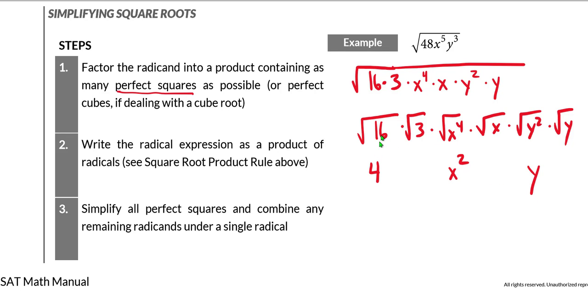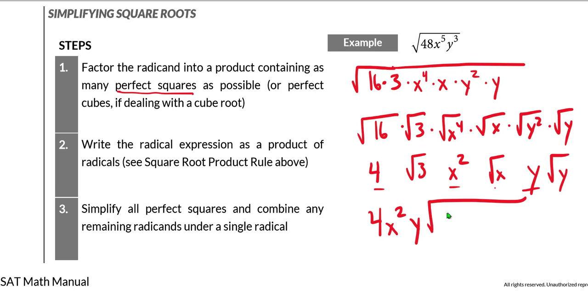So square root of 16, square root of x to the 4th, square root of y squared, and then all radicals, or roots of non-perfect squares, need to stay in their square roots. And now I'm going to combine these three guys on the outside for x squared y, and these three guys will go back into a single radical. They will get back together under the radical sign. Oh, it's so sweet, they got back together.